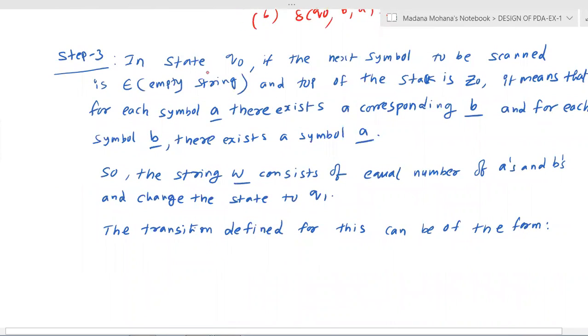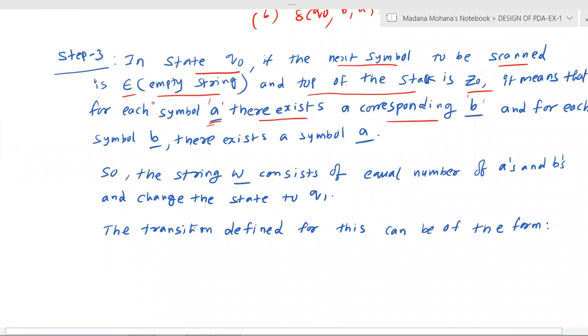Now still we are in state Q0 only. Now if the next input symbol to be scanned is empty, now all inputs are scanned. Now next input symbol to be scanned is empty, that is empty string denoted by epsilon, and top of the stack is Z0. That means here the input is empty and top of the stack is Z0. It means that for each symbol A, there exists a corresponding B. So whenever input is empty, stack contains the initial symbol as Z0.